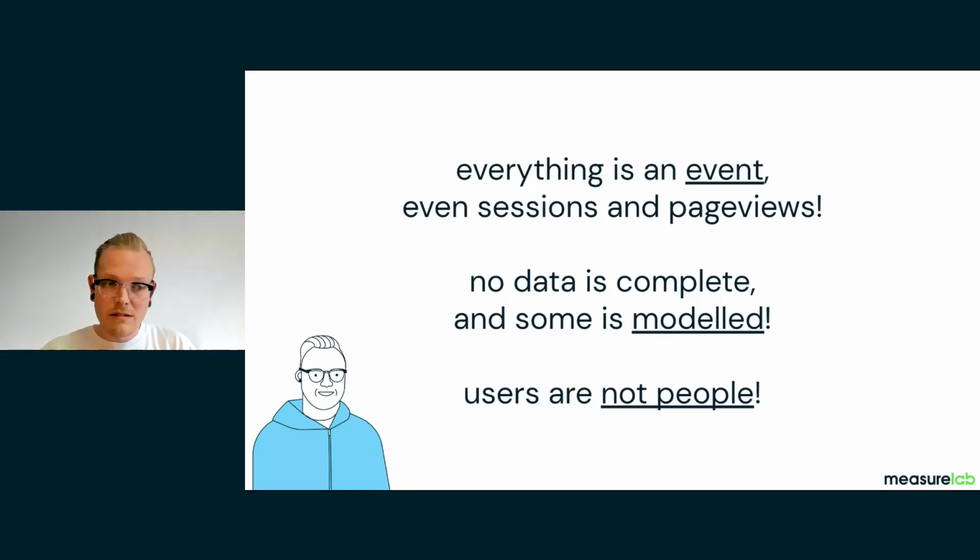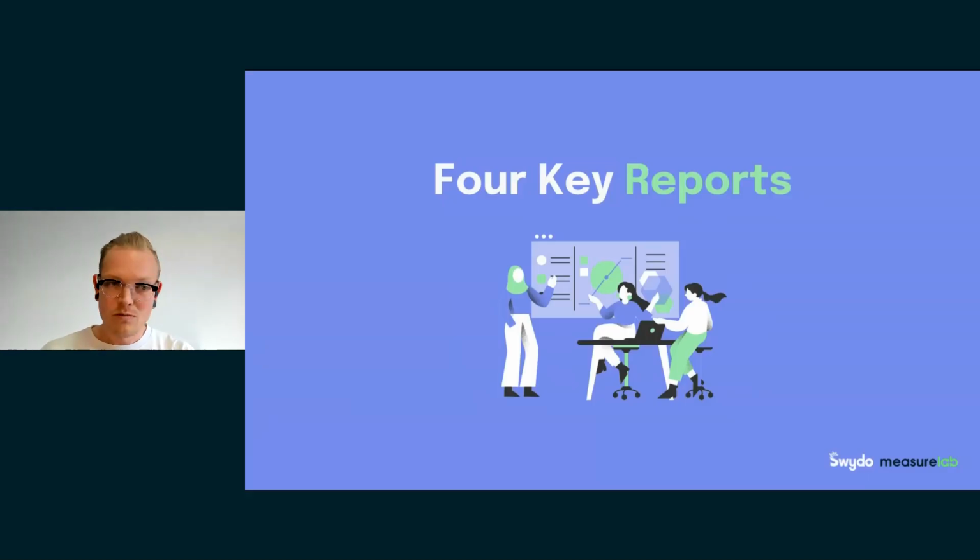So what I'm going to do now is we're going to go over into Google Analytics 4, and I want to show you a couple of those core reports that I find possibly the most useful. But like I said, if there's anything to take away, it's just these 3 things. Everything's an event. Don't expect complete data, and we can't track people. So let's jump in, shall we?